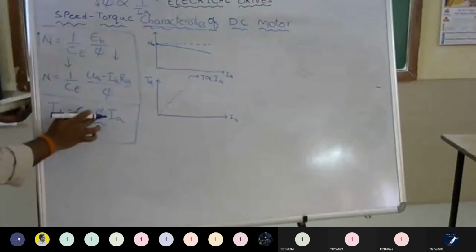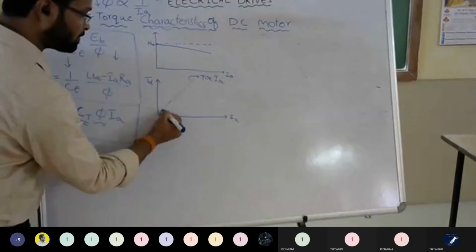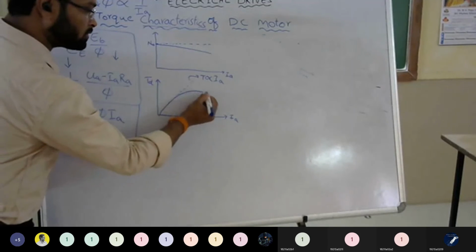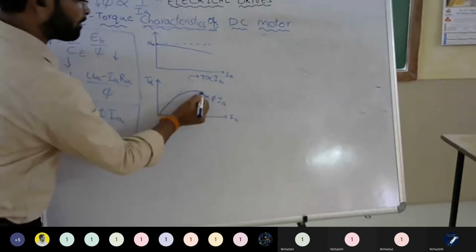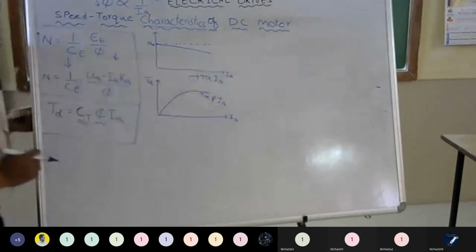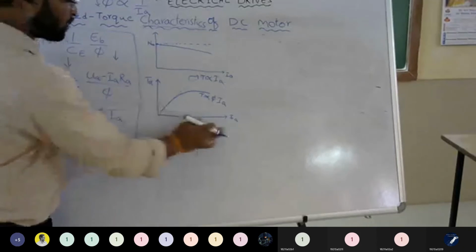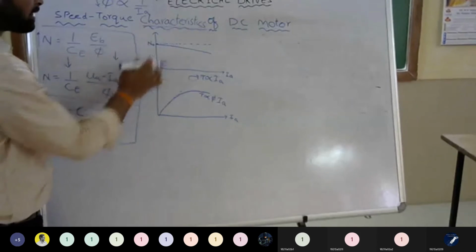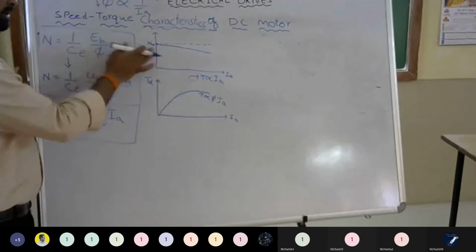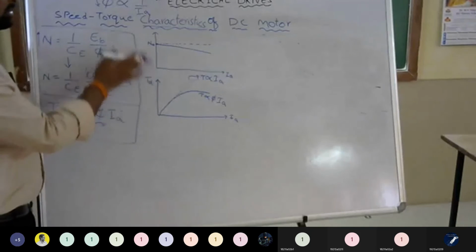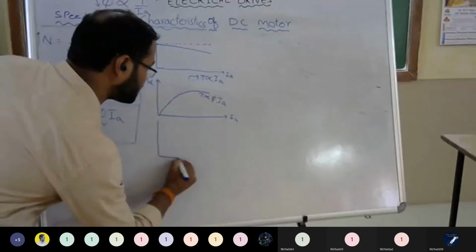But here also, if IA is increasing, flux will decrease, so there will be some slight difference. So this one will be T directly proportional to phi into IA. Clear? Here, with respect to IA, these are the speed characteristics, and with respect to IA, these are the torque characteristics. What we want is the speed and torque characteristics. While deriving the equations, we did the same thing. First we derived the speed equation, then the torque equation, then the speed torque equation. Here also we are going to do the same thing.